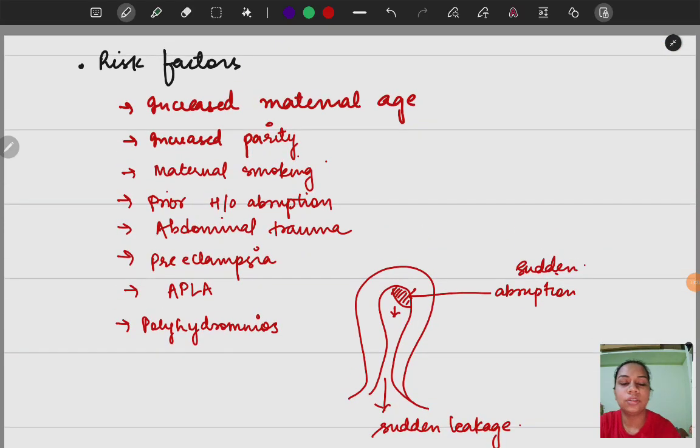What are the risk factors of abruptio placenta? Increase in maternal age, same like placenta previa, increased parity, maternal smoking, prior history of abruption. Any mother may complain of abdominal trauma, that she has fallen down suddenly or she met with an accident. So abdominal trauma will be there in abruptio placenta, but in placenta previa there will be no cause. And preeclampsia, then antiphospholipid syndrome, then polyhydramnios.